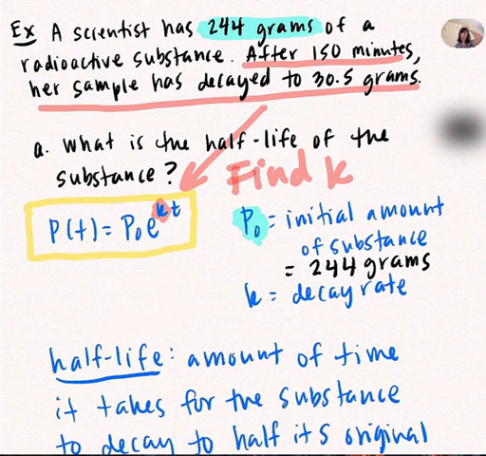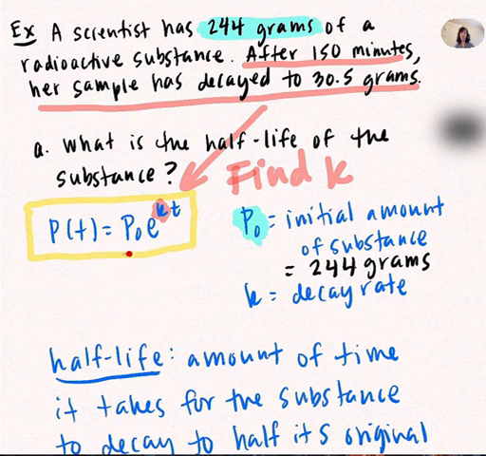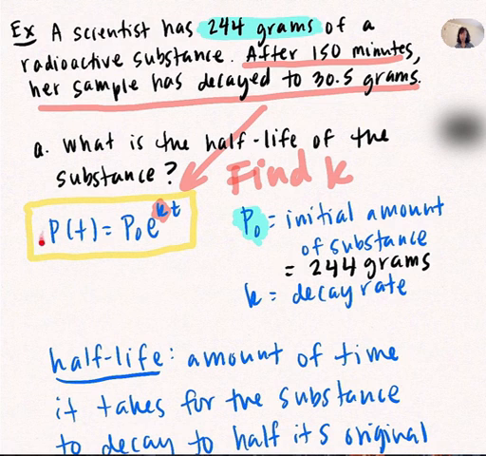And it's useful to find K because if we know what K is, and we know what P naught is, we have our equation that models the decay of this radioactive substance. And if we have an equation to model it, we're going to be able to figure out how much time it takes for the substance to decay by half. In other words, if we know this equation, we can find the half-life.